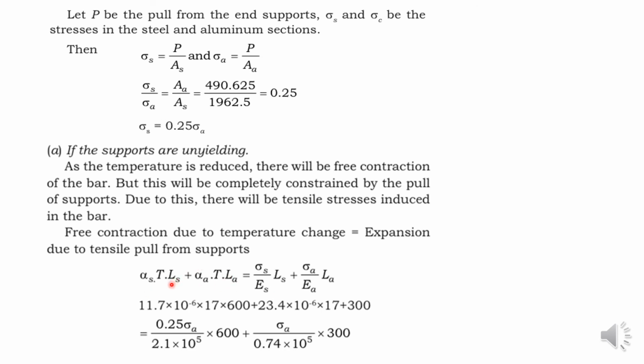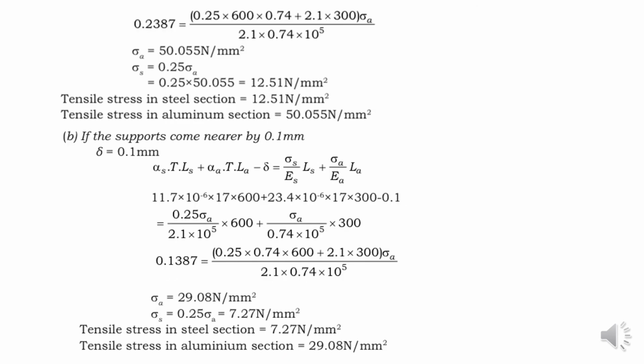Okay, so just apply the values: alpha S delta T into LS plus alpha A delta T into LA is equal to sigma S divided by ES into LS plus sigma A divided by EA into LA. Apply sigma S equal to 0.25 sigma A here, and from this find the value of sigma A. Now sigma A is equal to 50.055 Newton per mm square, and sigma S is equal to 0.25 into 50.055, that is 12.51 Newton per mm square. So the tensile stress developed in the steel section is 12.51 Newton per mm square, and the tensile stress in the aluminum section is 50.05 Newton per mm square.